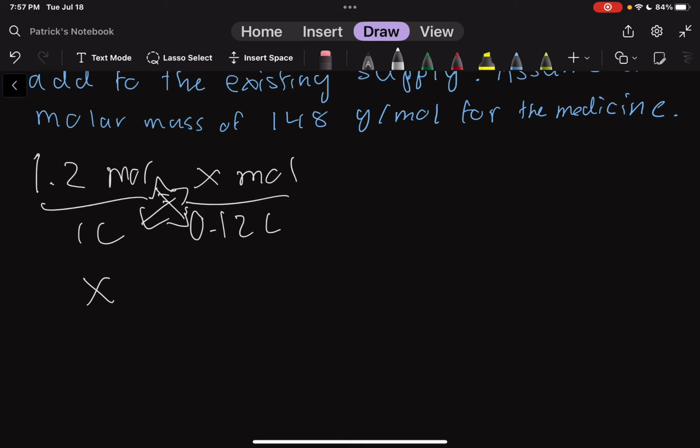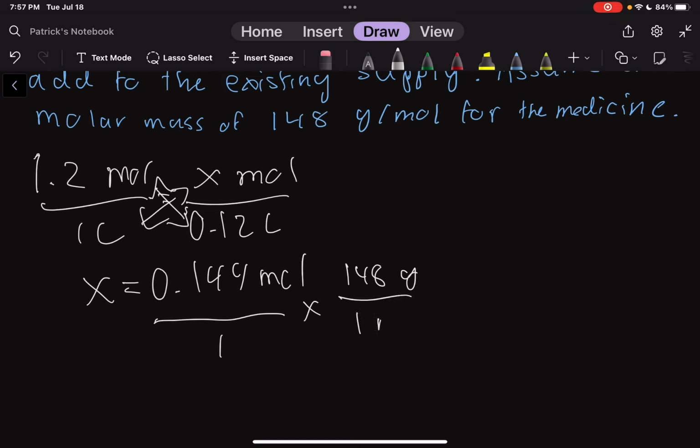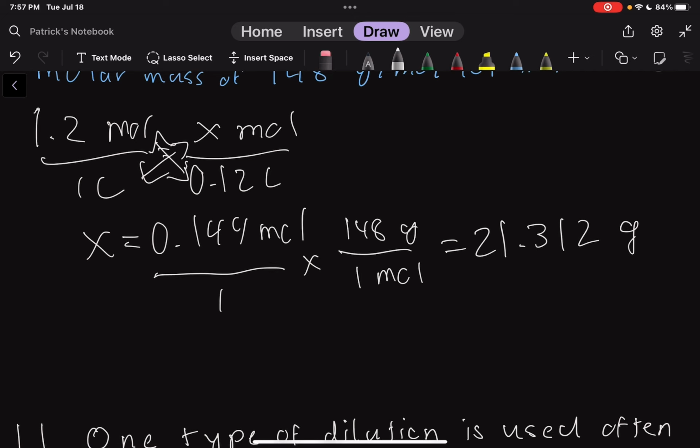We find that we need 0.144 moles of solute medication for an effective 120 milliliter dose. We can then convert this to grams using the provided molar mass. 0.144 times 148 grams per mole equals 21.312 grams. But don't forget, this is the final amount of solute, not the amount the nurse needs to add.